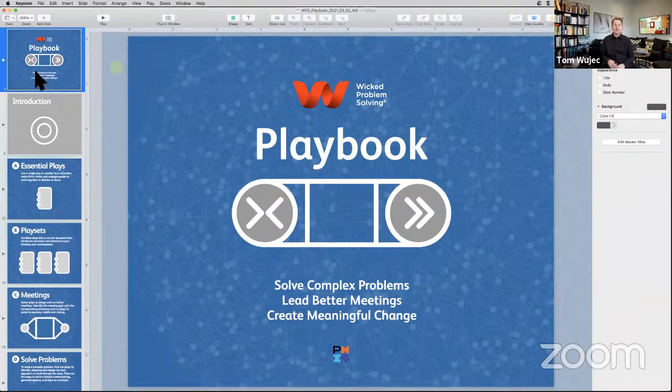Next time we're going to create some wickedly great infographics to make better presentations, to persuade your audience, and to make the impact that you want to make in the world.